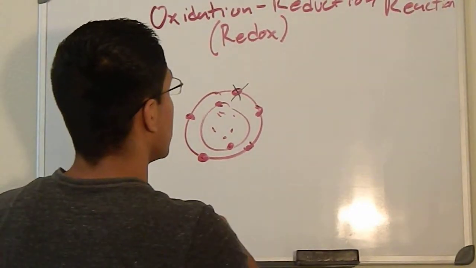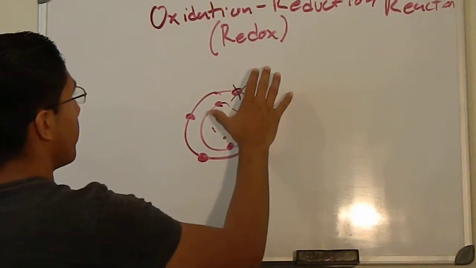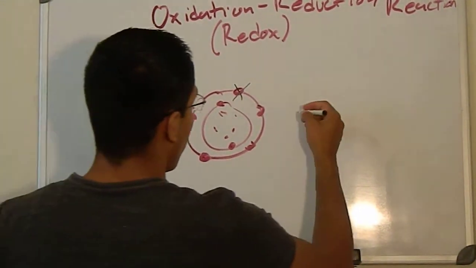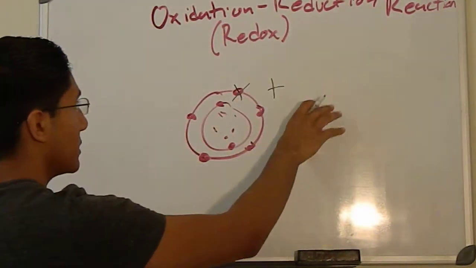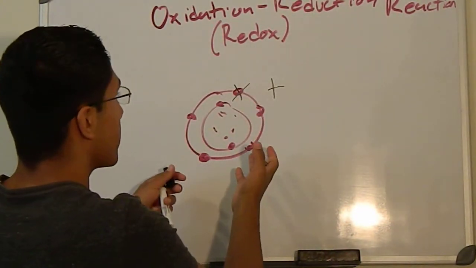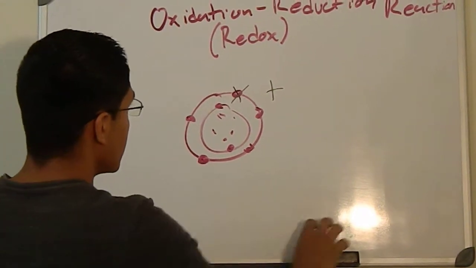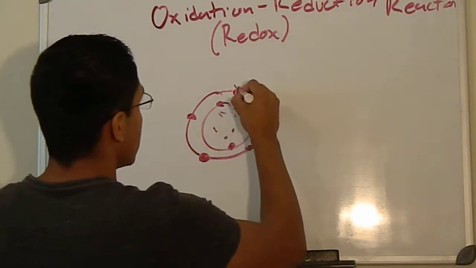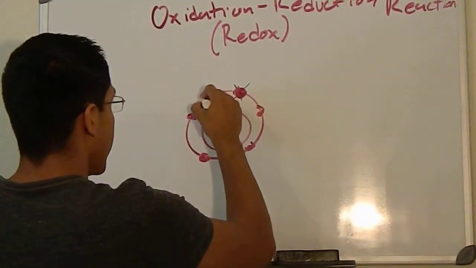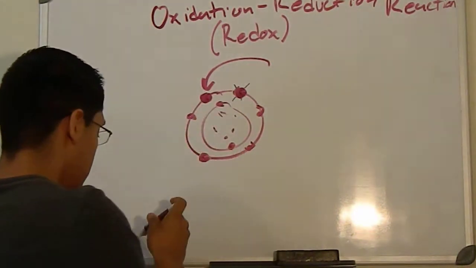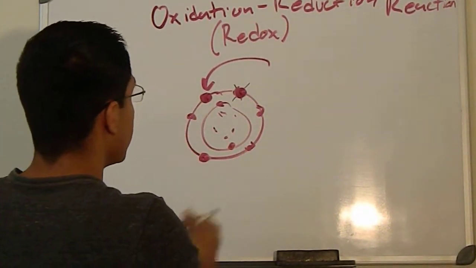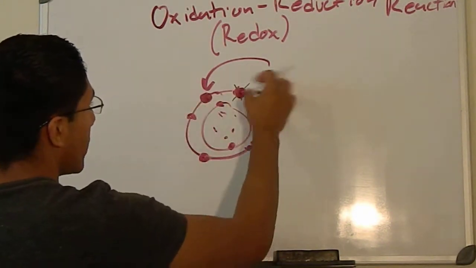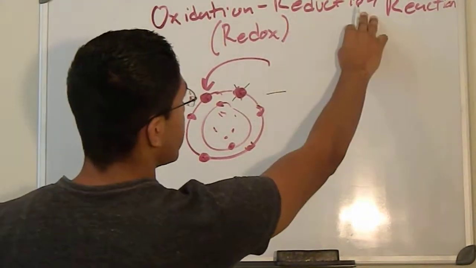Actually, let me explain a little more. If it's oxidized, then it becomes positively charged, right? It lost an electron, so it's now plus, so it's a cation. And if it gains an electron, let me redraw that one, then it's going to be negatively charged, and it's an anion. And that process of gaining an electron is called reduction.